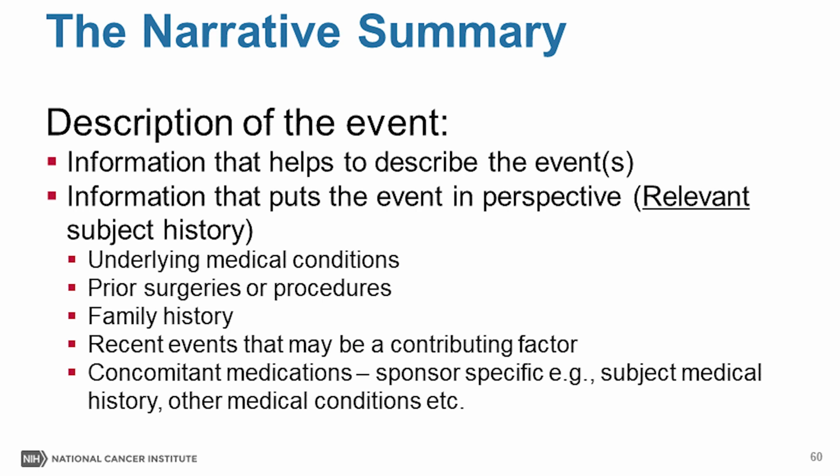So the narrative should include information that helps to describe the event, information that puts the event into perspective. That could include important relevant participant history, such as underlying medical conditions, prior surgeries or other procedures, potentially family history, recent events that may be a contributing factor, and concomitant medications, for example.